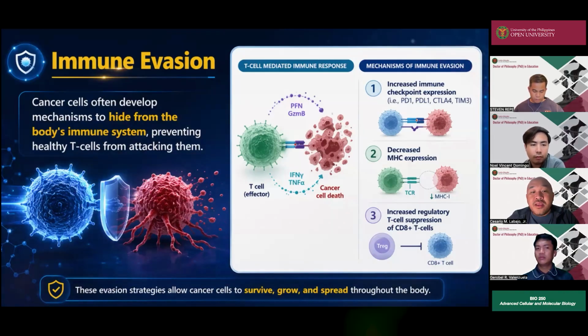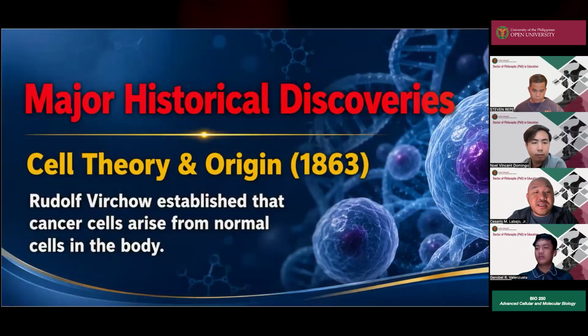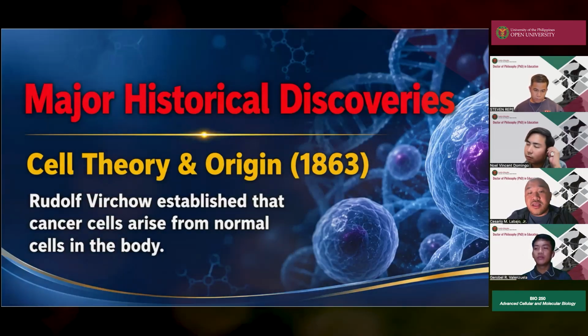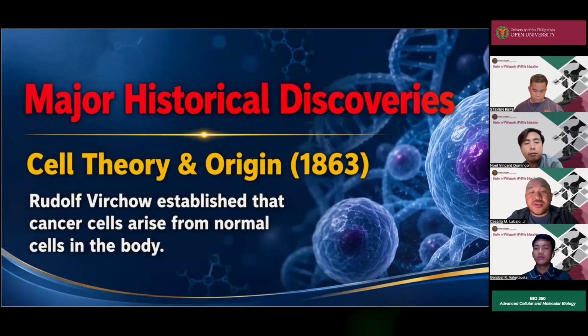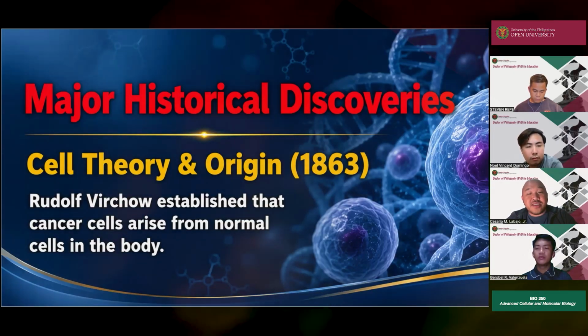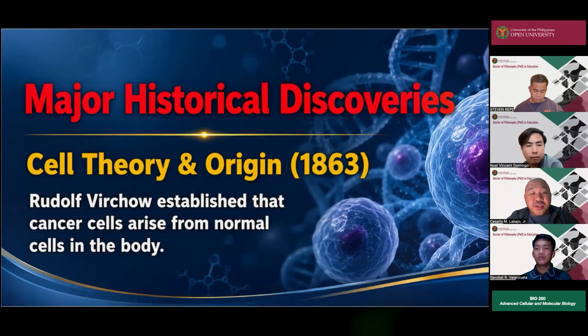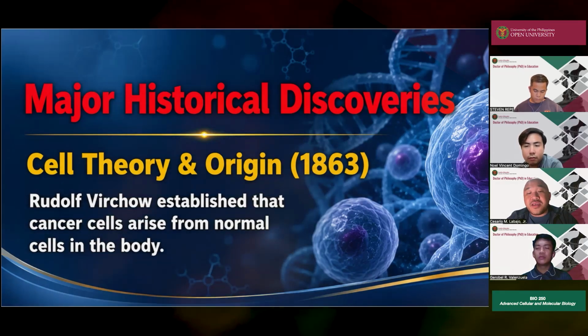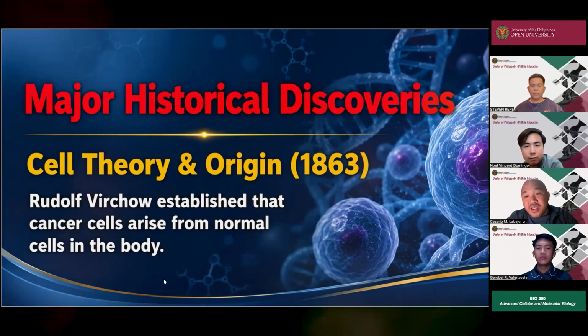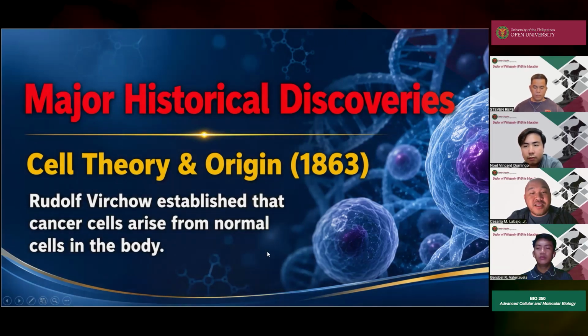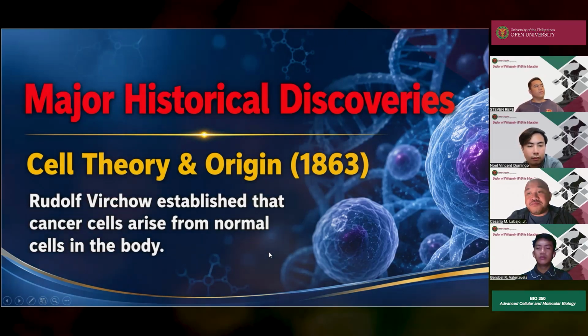Next, the major historical discoveries. This slide shows important historical discoveries in cancer biology. Rudolf Virchow's cell theory helped establish that cancer cells come from abnormal body cells. This was a major idea because it showed that cancer begins when normal cells become abnormal rather than coming from something completely separate from the body.